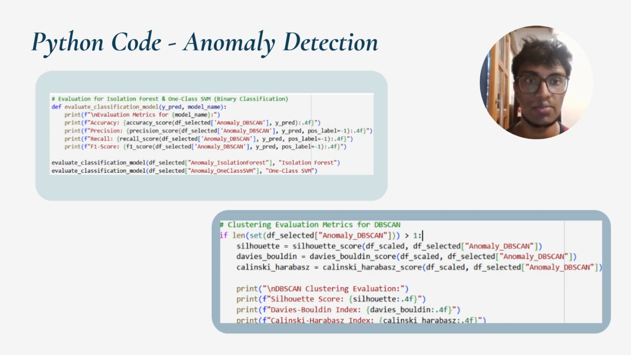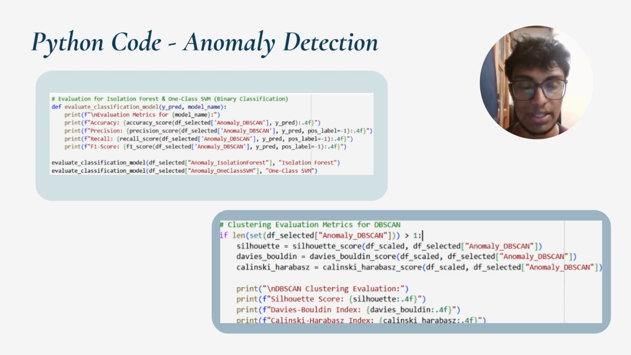This code evaluates the performance of the isolation forest and one-class SVM models using standard classification metrics and assesses the clustering effectiveness of DBSCAN using clustering validation measures. Binary classification model evaluation for the isolation forest and one-class SVM. The function evaluate classification model calculates and prints key evaluation metrics.